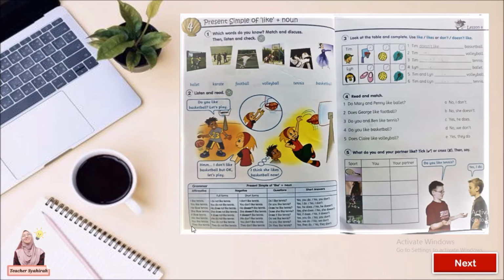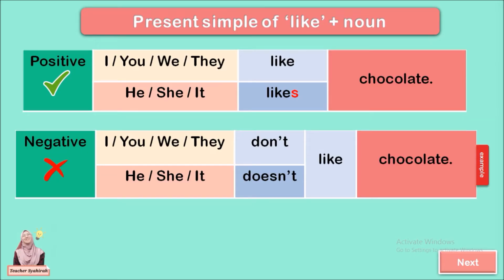So this is page 14 and 15. These are the exercise that you need to do later. But for now, I'm going to teach you the rules for present simple of like plus noun, which is, as usual, I already simplified the notes here. Okay, first what I want you to do is to pause this video and copy this in your exercise book.